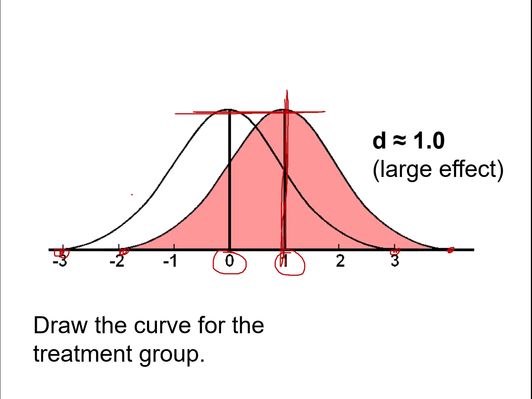So I've drawn two bell-shaped curves, and they should be exactly the same size, and the means of these two curves are exactly 1 standard deviation apart from each other, illustrating a d-statistic of 1.